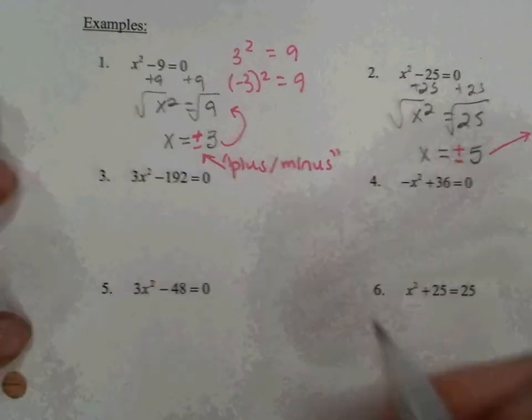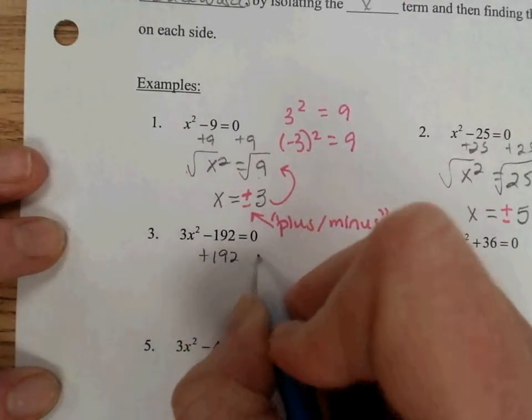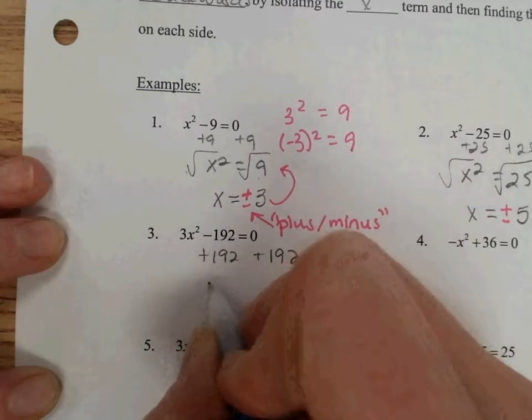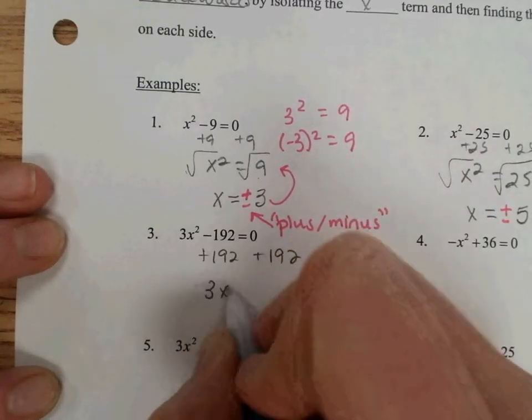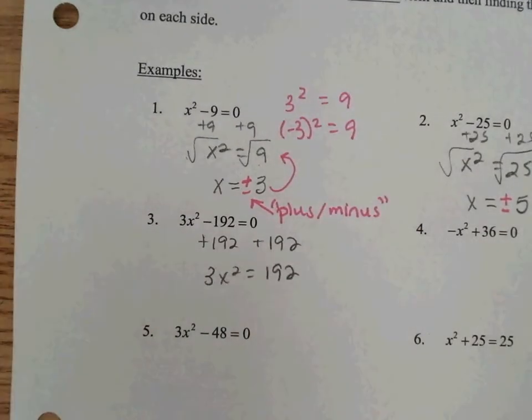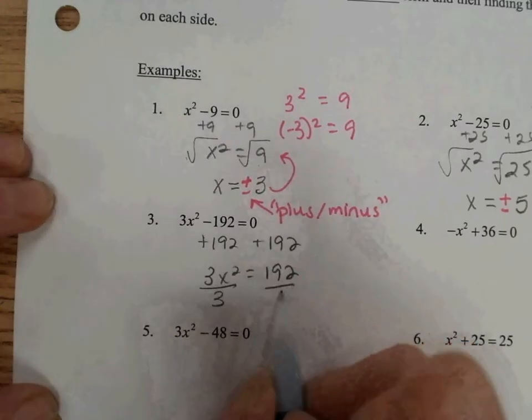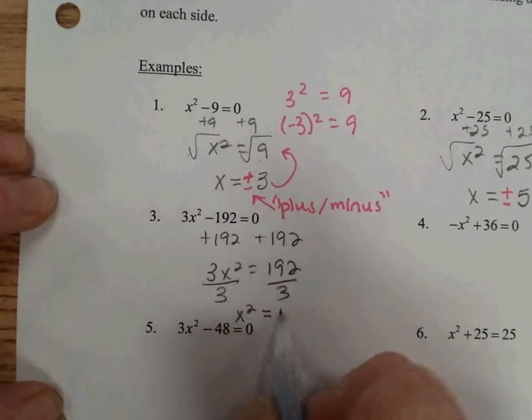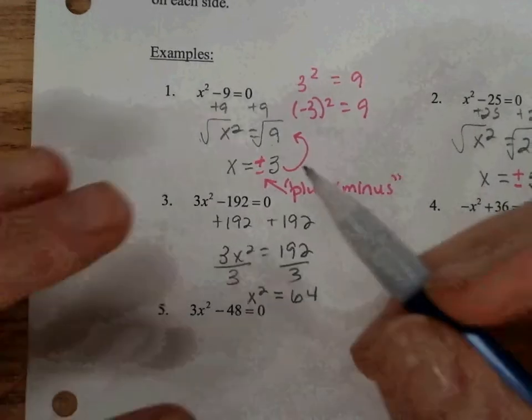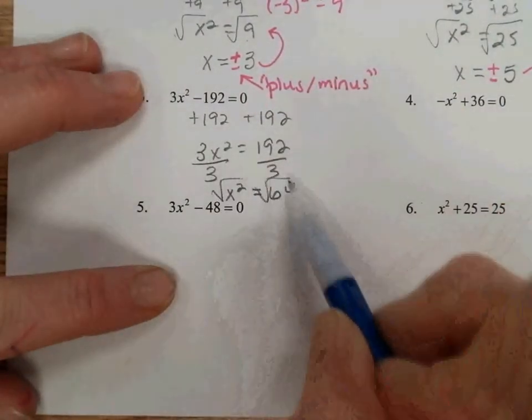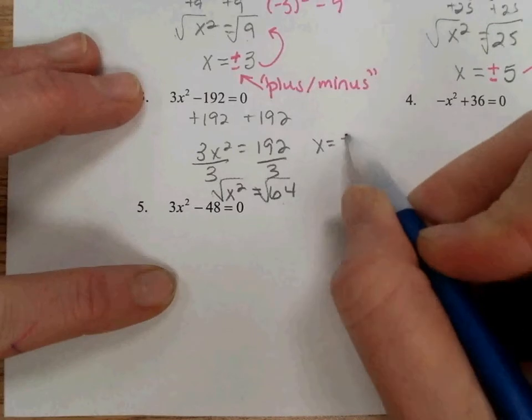Number 3, adding 192 to both sides. This one has one extra step. So we have 3x squared equals 192. Before you can take the square root of both sides, you first have to get the x squared term all by itself by dividing both sides by 3. So x squared would equal 64. And now we can square root both sides. The square root of 64 is 8, so x equals plus or minus 8.